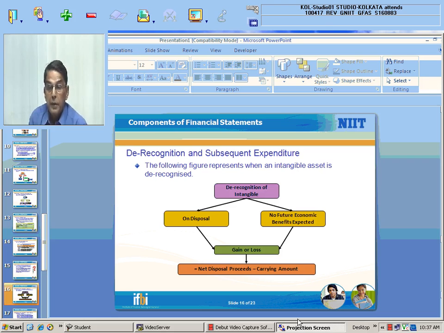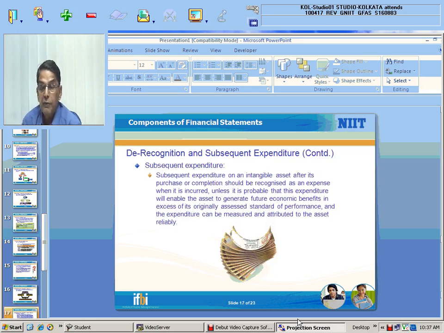Okay, thank you. Subsequent expenditure on an intangible asset after its purchase or completion, how is it to be treated? Normally, it will be recognized as an expense. It should not be capitalized. It should be treated as a revenue expenditure as and when incurred, so it will be expensed to the profit and loss account. Unless it is probable that this expenditure will enable the asset to generate future economic benefits in excess of its originally assessed standard of performance.